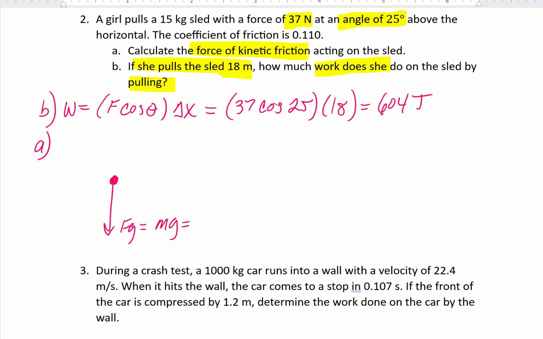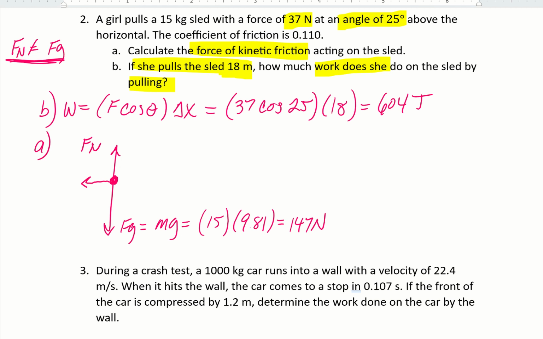And that equals 15 kilograms times 9.81, which is 147 newtons. Okay, I know there's a normal force, but remember, when we're pulling at an angle, Fn is not equal to Fg. When we're pulling at an angle, okay? I'm given a coefficient of kinetic friction, so I know that there's going to be an Fk.